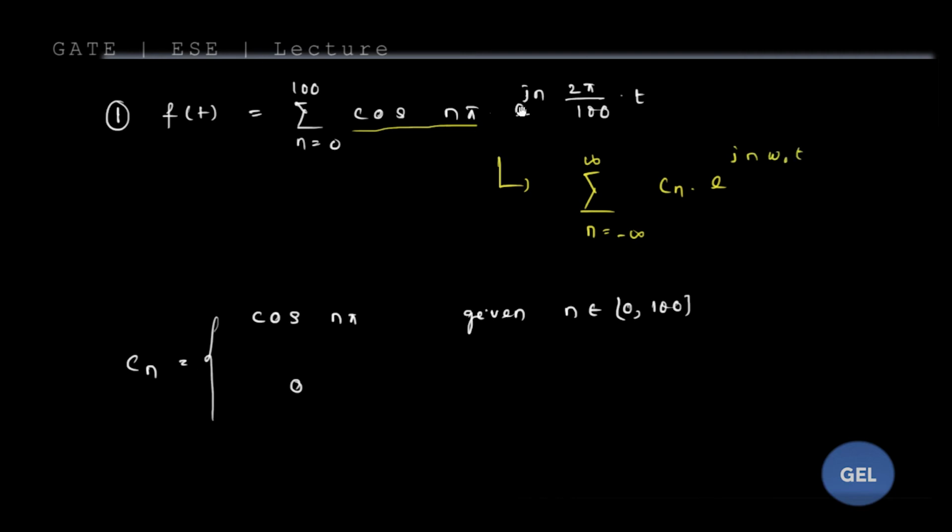Now if you compare these two equations, they are quite similar, but you can see the cn value is nothing but cos n pi. It is given that cn is cos n pi, and it is only defined for n equals 0 to 100. That means it only gives values for n from 0 to 100; for other values it will be 0.